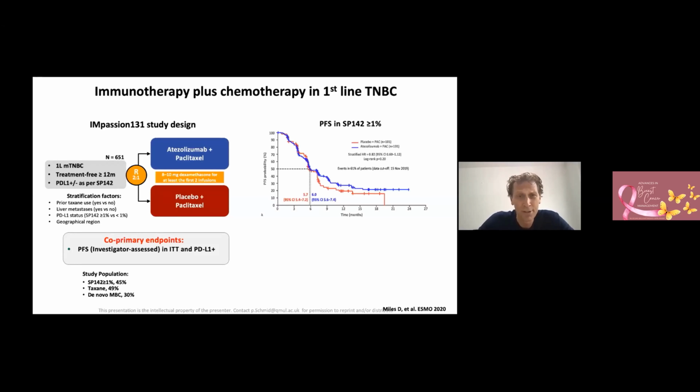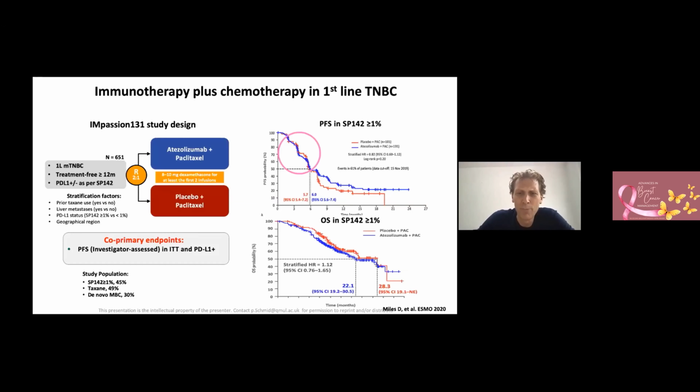Why am I going on about this? Because the trial is ultimately negative. If you look on the right side, progression-free survival in patients who are PD-1 positive, it's overlapping in the first 6 months, and only then we see a separation of the curves, but that is not significant. And we also see no benefit in overall survival in this trial.